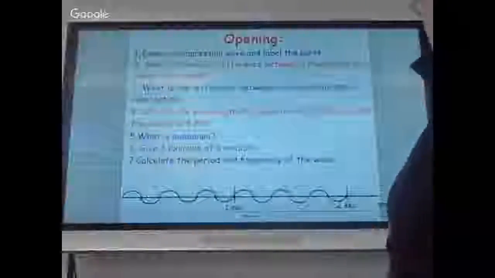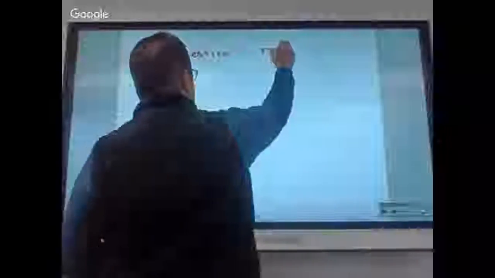Okay. I didn't ask for the two parts. So what are the two parts of a compression wave? Since I didn't ask for it in the opening. We'll say it again, Alice, so they can hear you. A compression and a rarefaction. Okay? So you have to make sure you draw a compression and a rarefaction.